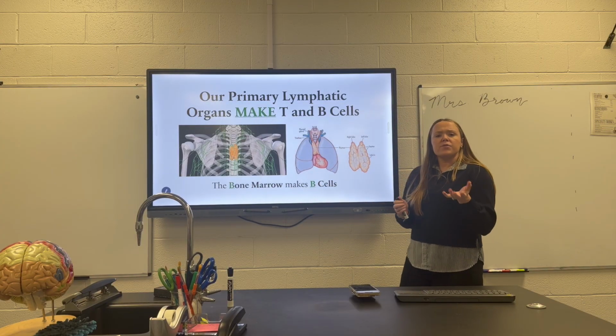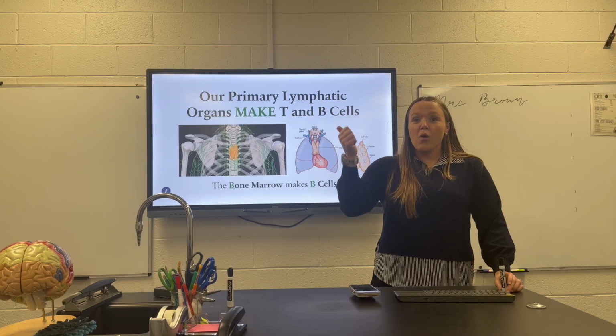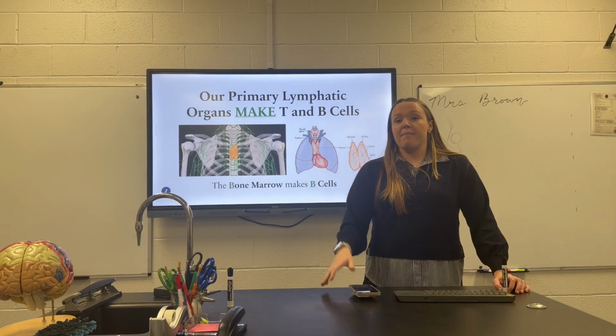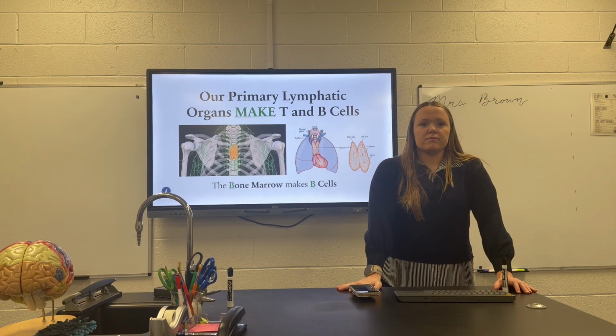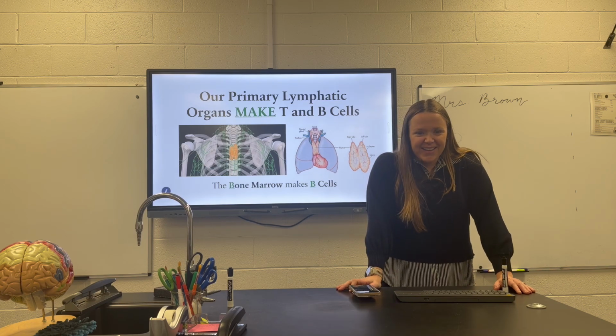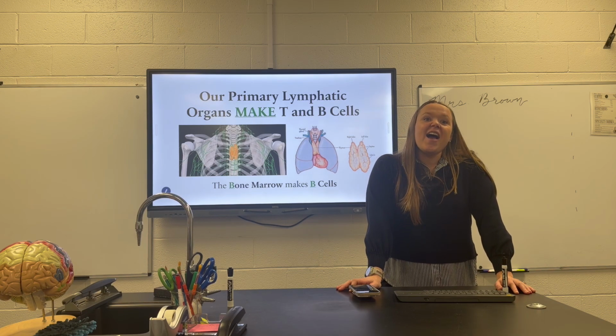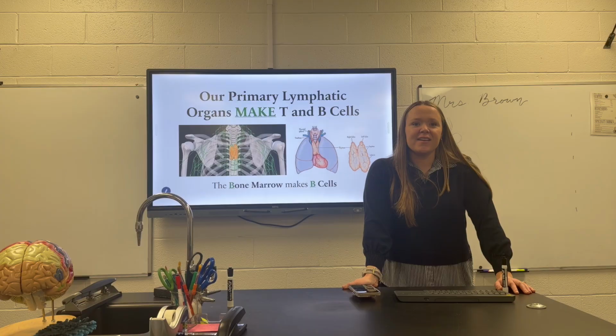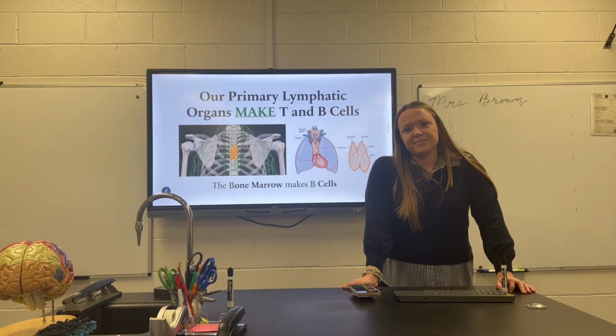So do you guys know if it's red bone marrow or yellow bone marrow that makes these B cells? What do you think? I think it's red. Yes. Why do you think it's red? I think yellow has to do with almost like heat, and then there's one other thing it does.